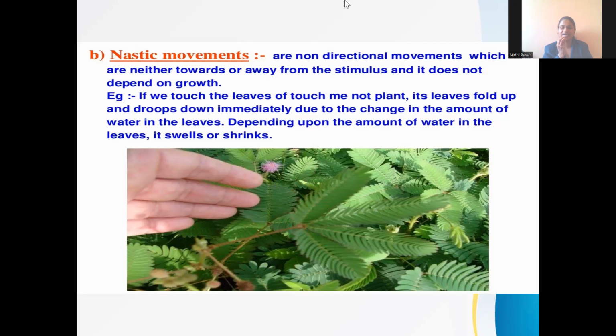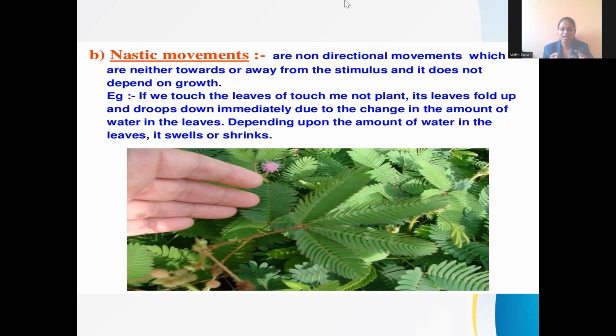So for example, we can take Mimosa pudica or touch-me-not, or in Kannada we can say Muttigare Muni plant. So when you touch it, all the leaves will fold. After some time, they will open by themselves. If we touch the leaves of the touch-me-not plant, its leaves fold and droop down. Droop down means they fall off like this. This is due to the change in the amount of water in the leaves. So when you touch, there is a change in the water amount in the leaves, which makes them fold. Depending upon the amount of water in the leaves, they swell or shrink.